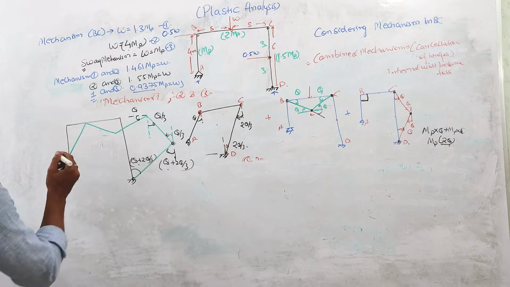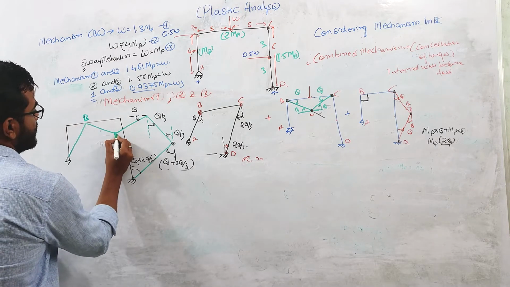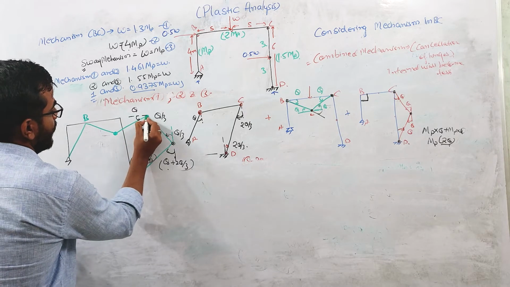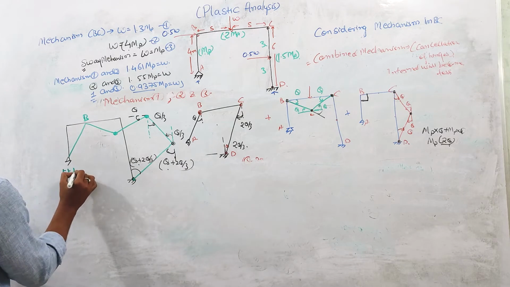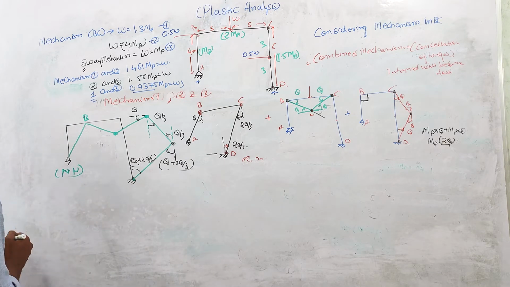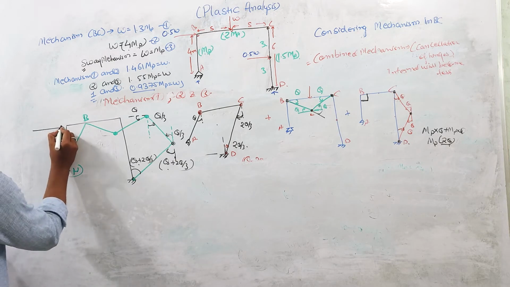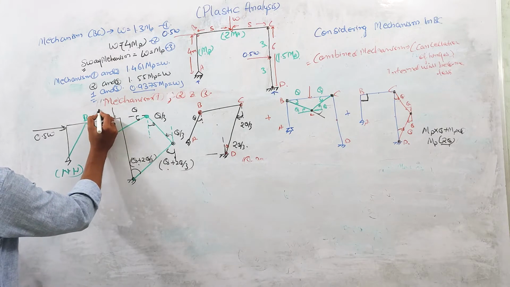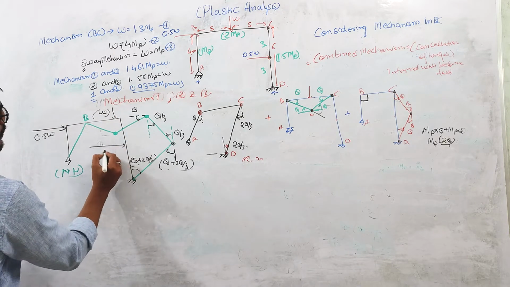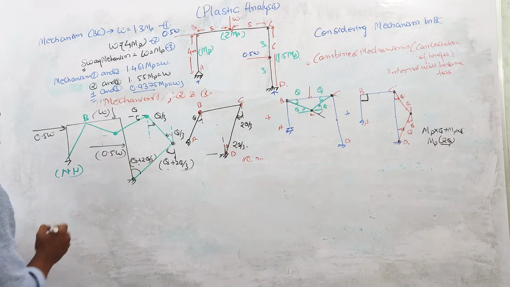Okay, there is no plastic hinge at B. Plastic hinge will be there at this point, and this point, and this point. A is a natural hinge point. Okay, this is 0.5 W, this is W, this is again 0.5 W, right?